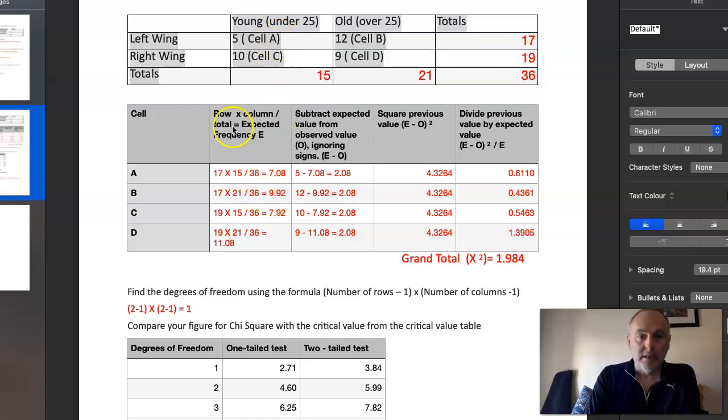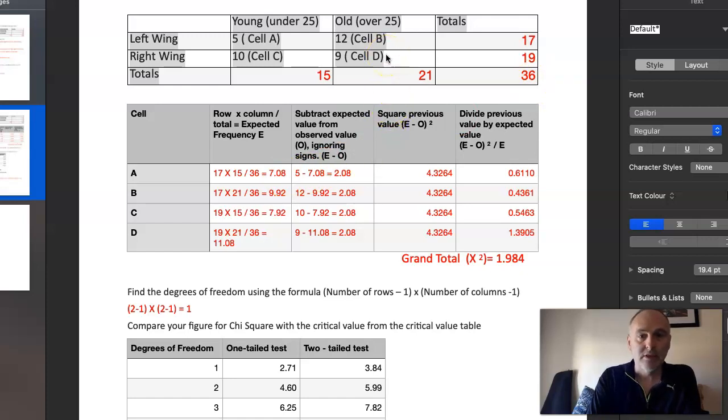We do that by simply timesing the row by the column and dividing it by the total, and doing that for each cell. So let's work through a few. For cell A, 17 is our row, 15 is our column, and 36 is our grand total. So it's going to be 17 times 15 divided by 36, which is 7.08. Can you all see that? Yeah. Let's go to another one.